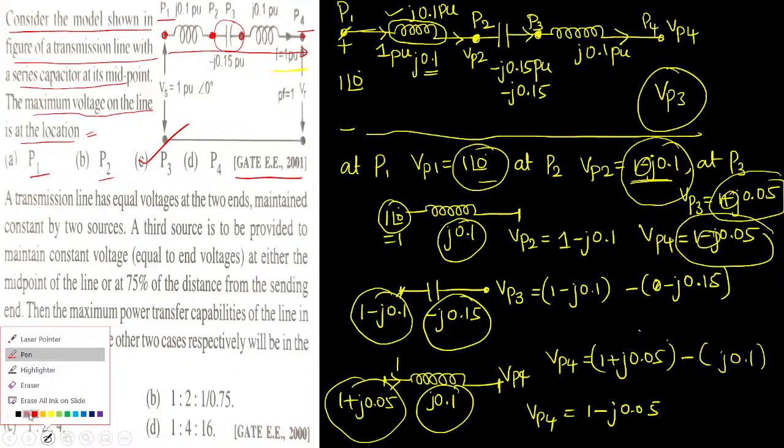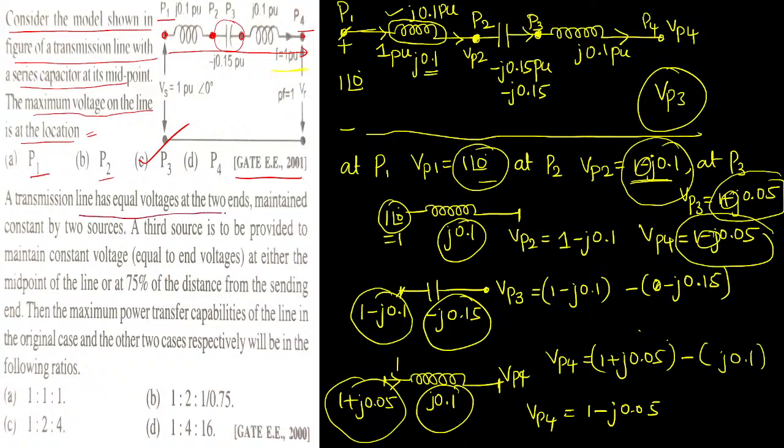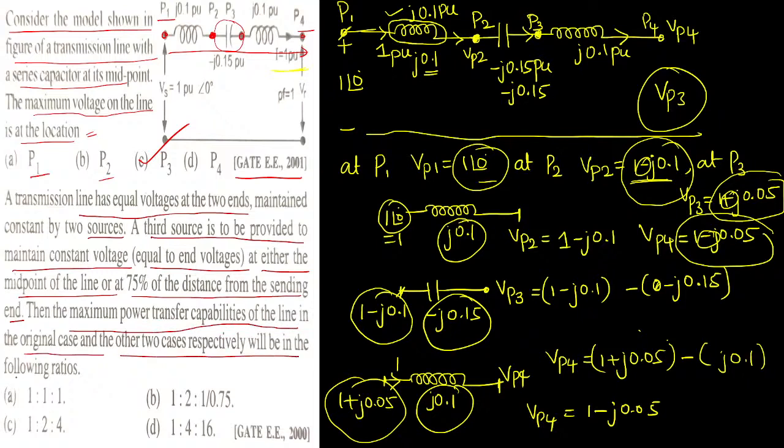Okay, let us go with the next question. What was given? A transmission line is having equal voltages at two ends, maintained constant by two sources. Next, a third source is to be provided to maintain the constant voltage equal to the end voltages at either the midpoint of the line or 75% of the distance from the sending end. Then the maximum power transfer capability of this line in the original case and the other two cases respectively will be in the following ratios. Very beautiful question.